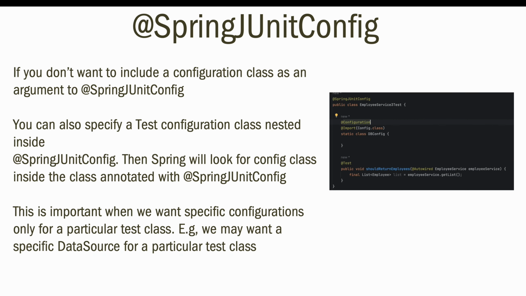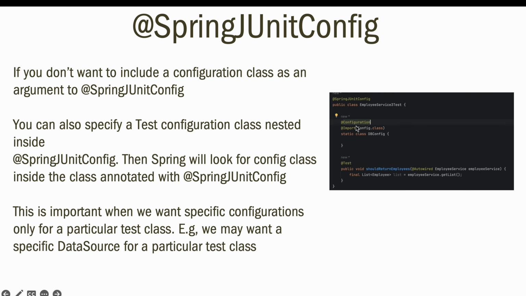So if you do not want to include a configuration class as an argument to @SpringJUnitConfig, you can embed your configuration class inside that particular class that is annotated with @SpringJUnitConfig. And by so doing, Spring will use that configuration class as an argument implicitly for you. But one rule is that that class must be static. As you can see here, this class is static, right?